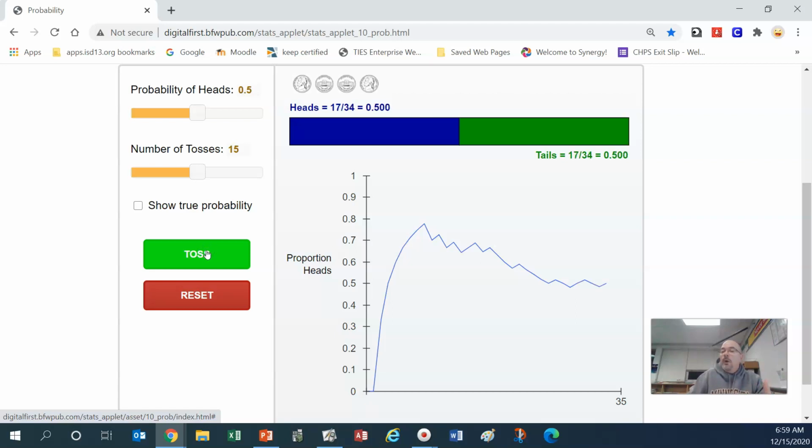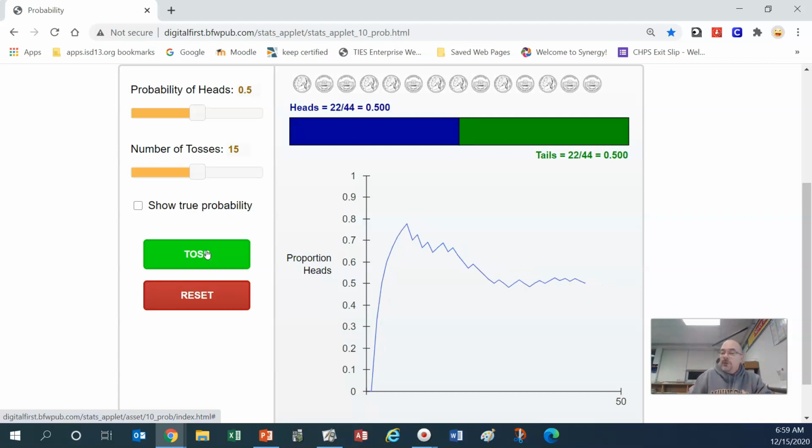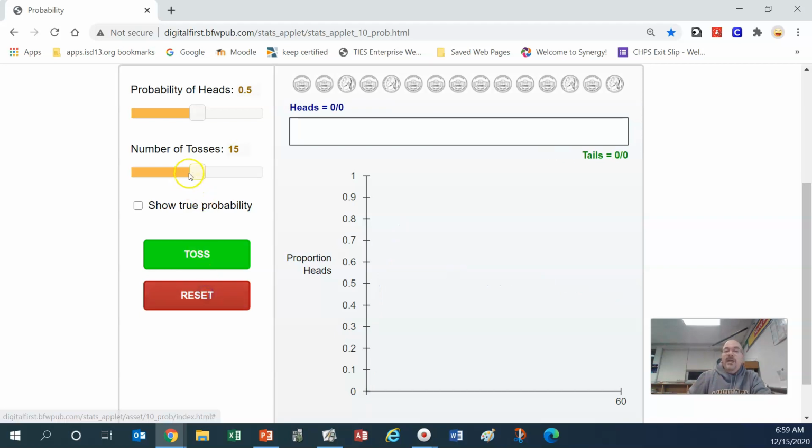The more you toss it, the more you do it, the closer and closer it's going to get to the theoretical. So you'll notice it's starting to level off. Pretty cool. That is the idea of probability. Let me reset this and let me just jump that to, let's go 100. Now again, at the beginning, it's going to be very sporadic. It's going to jump around all over the place. But then in the long run, it's going to settle down.